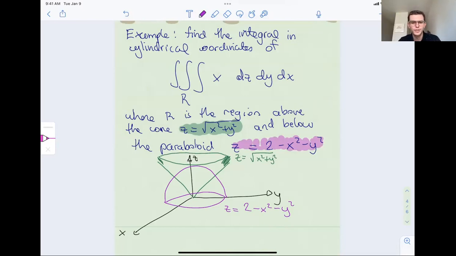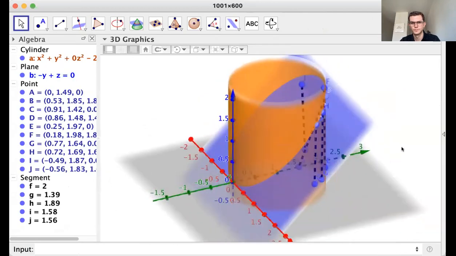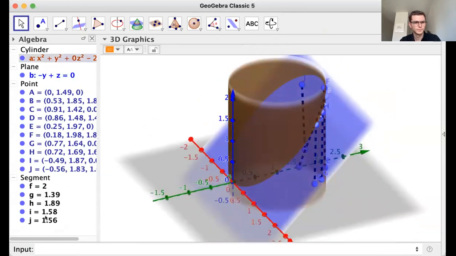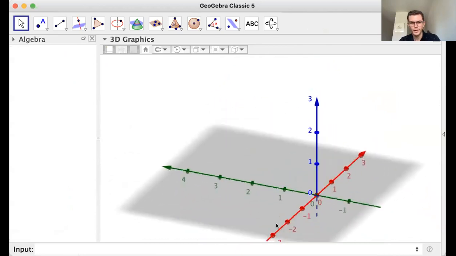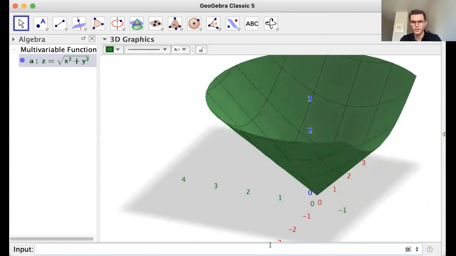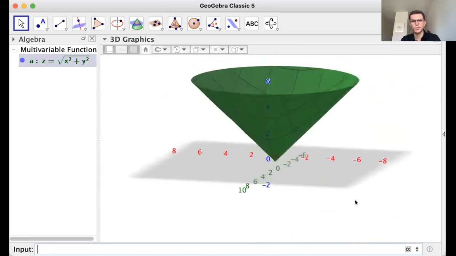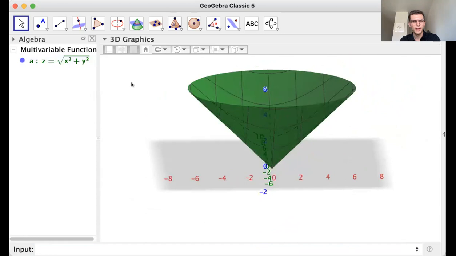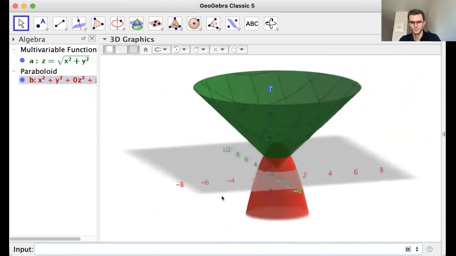Let's go to GeoGebra. So the first one was the cone, right? z equals the square root of x squared plus y squared. There you have it. That's a cone. And then the paraboloid was z equals 2 minus x squared minus y squared. And there you go.